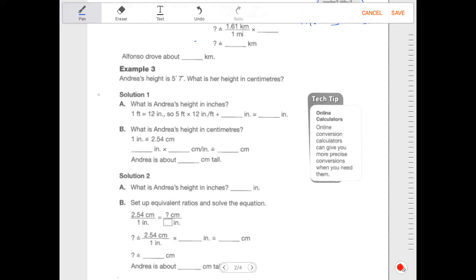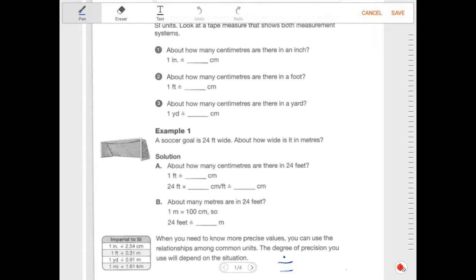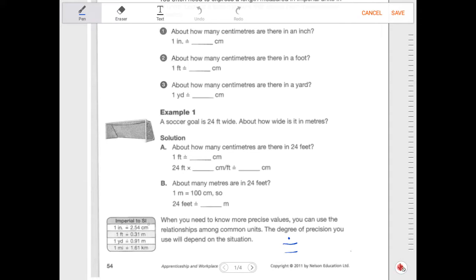Okay, so we're going to do solution 1. So what is Andrea's height? Oh, that's interesting. Andrea's height is 5 feet 7 inches, and they want her height in centimeters. Now that's a little bit of intuition. They didn't go straight to centimeters, did they? First, they have to switch her height into inches. And I know why that is. Because if you go back here to this table, what do they equate to centimeters? Right there. Do you see that? It's inches. That's how you do this, everybody.